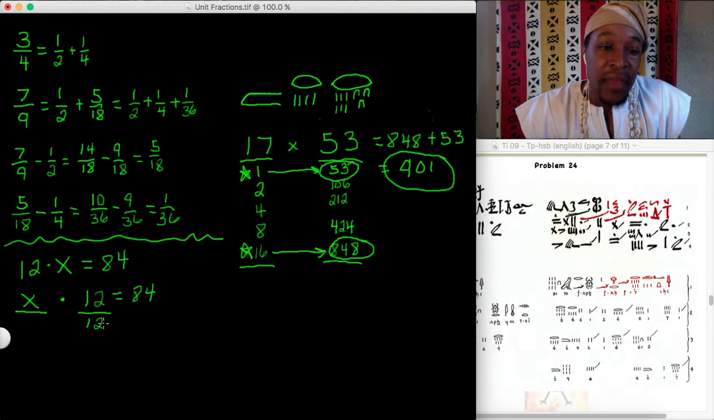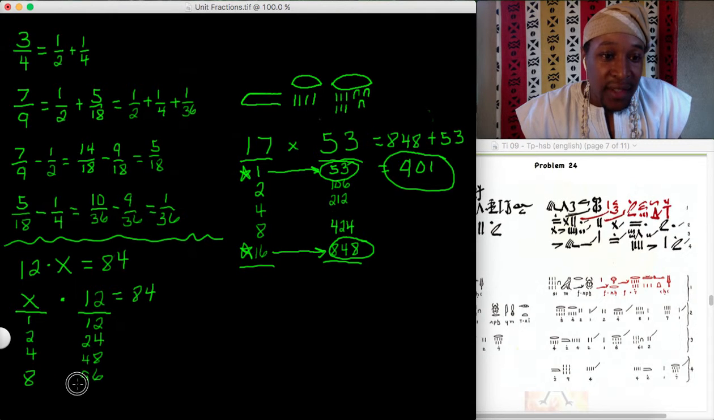So here we're going to start by doubling the column on the right, which starts with 12, and we're going to double that as many times as we need to in order to get a sum of 84. So we'll start with 12, we'll double it, that's 24, we'll double it again, that's 48, we'll double it again, that's 96. Okay, and then on the left column, we're going to correspondingly double starting with 1. So it'll be 1, 2, 4, and then 8.